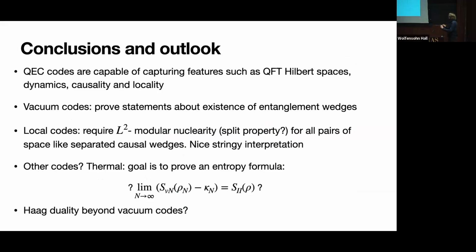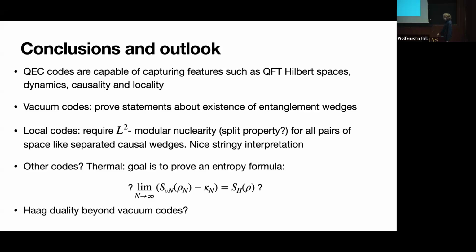Okay, so let me just finish with my conclusions. We've constructed quantum error-correcting codes that are capable of capturing features such as quantum field theory Hilbert spaces, dynamics, causality, and locality. In special cases, in particular these vacuum codes, we could prove statements about the existence of entanglement wedges, which are non-trivial.